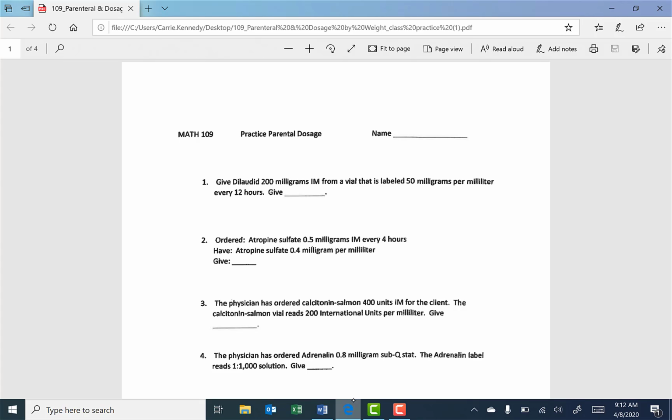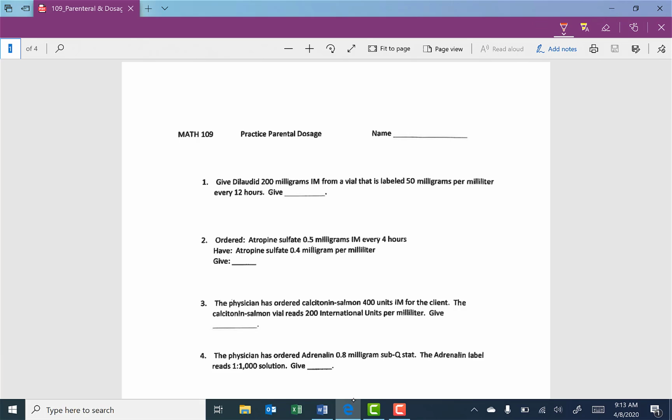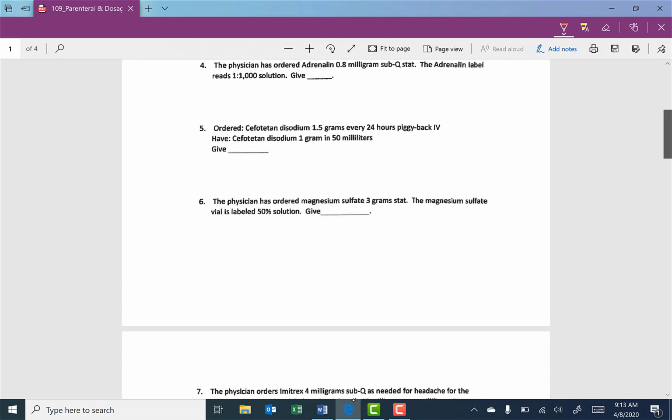This is one that I did post for you, and what I want to do is give you the answers. I won't have time to work them all out, but I'm going to give you the answers so that you know. Number 1, the answer would be 4 milliliters. So the first thing I'm going to do is list the answers in case we run out of time. 4 milliliters. The second one is 1.25 milliliters. The third one is 0.8 milliliters.